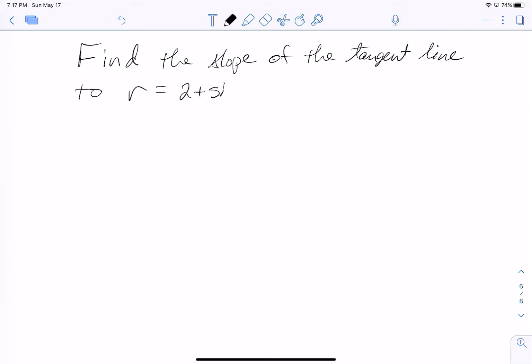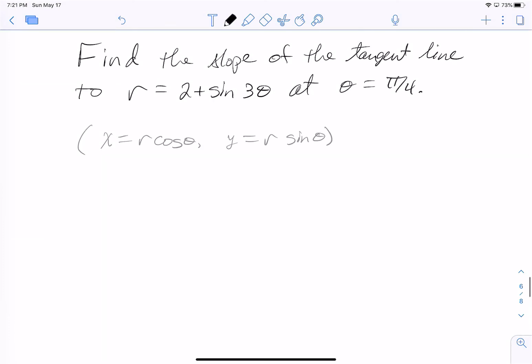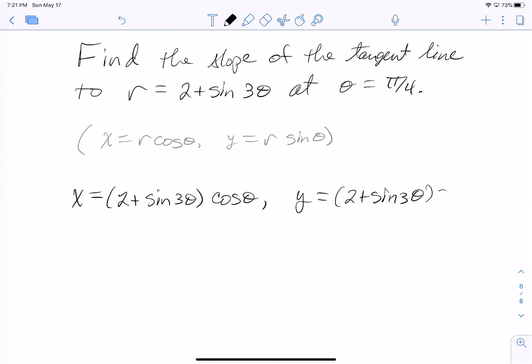We're now going to find a derivative and then use it. Find the slope of the tangent line to r equals 2 plus the sine of 3 theta at theta equal to pi over 4. All right, so keeping in mind that x is equal to r times the cosine of theta and y is equal to r times the sine of theta, x becomes 2 plus the sine of 3 theta times the cosine of theta, and y becomes 2 plus the sine of 3 theta times the sine of theta, where we have 2 plus the sine of 3 theta playing the role of r in the conversion equations between rectangular and polar coordinates.